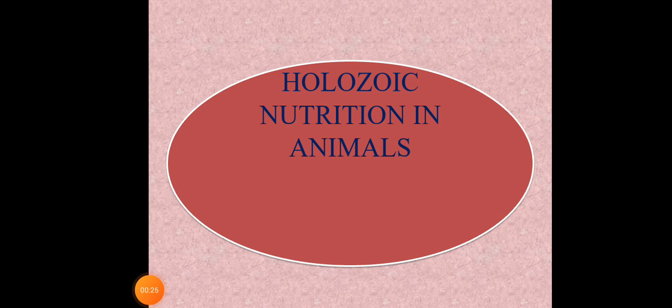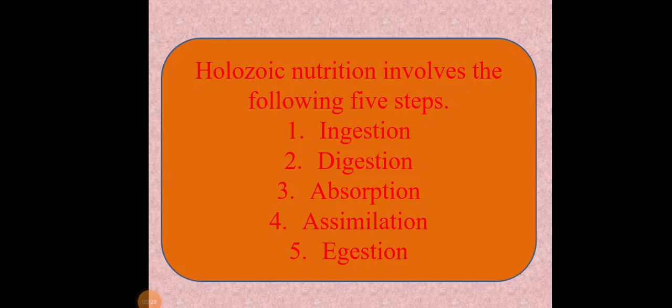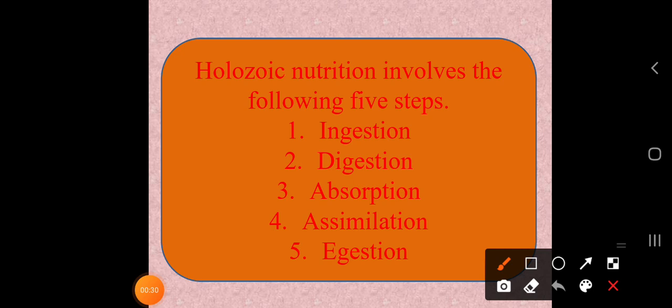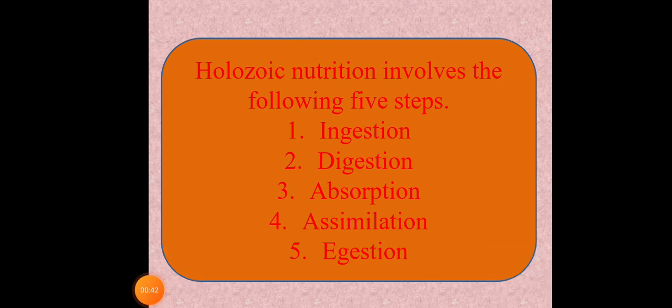This is holozoic nutrition in animals. So dear students, let's recall the definition of holozoic nutrition. It involves totally 5 steps. What are those steps? A 1 mark question can be asked: write the steps involved in holozoic nutrition.